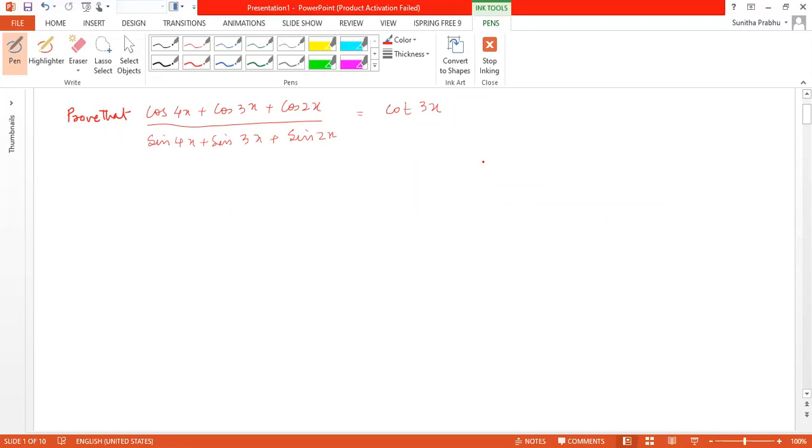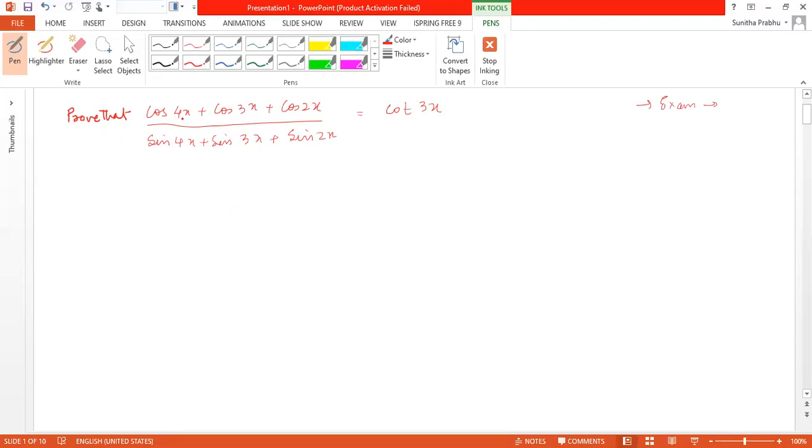So we can take cos of 4x plus cos of 3x. So cos plus cos is... Just be a little careful. Can we take 4x and 2x? The reason is, cos 3x is there, sin 3x is there, and we need cot 3x here. Our preliminary examination says 3x is there. Can we just leave this on the side?